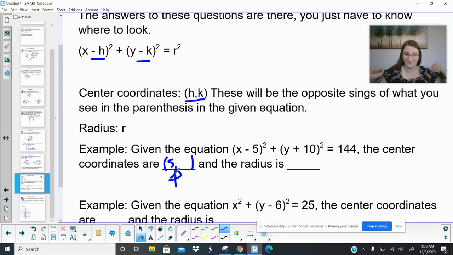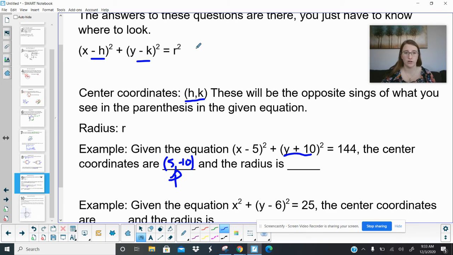I'm done for that. For my second parenthesis, I see y plus 10. That means my answer is going to be a negative 10. Hey, there's two answers, yeah? There's our center. That again comes from the H and the K position, and then you're done with the center.